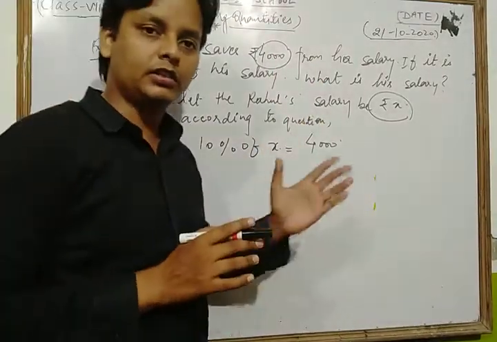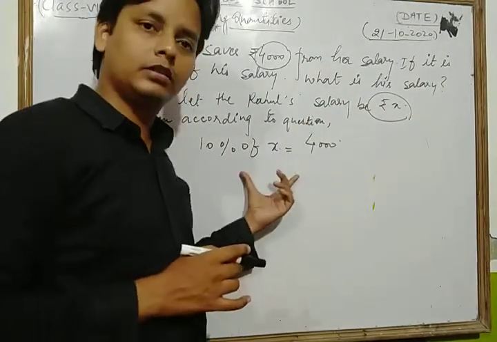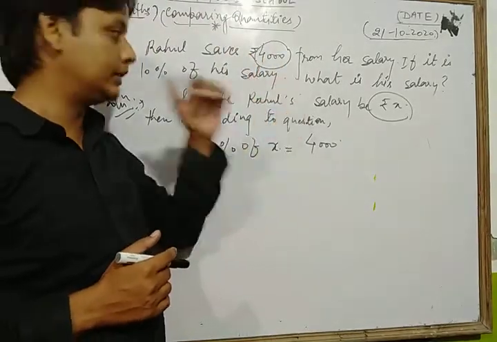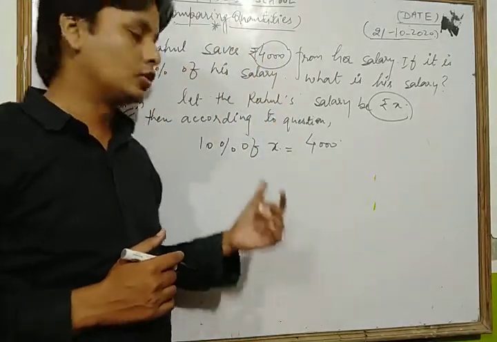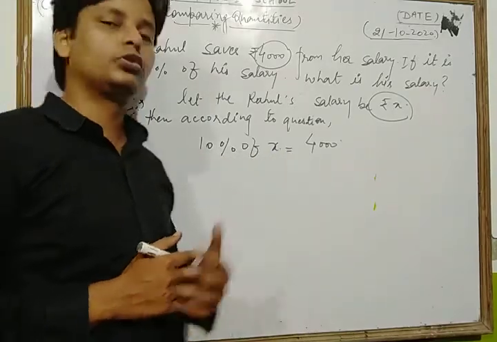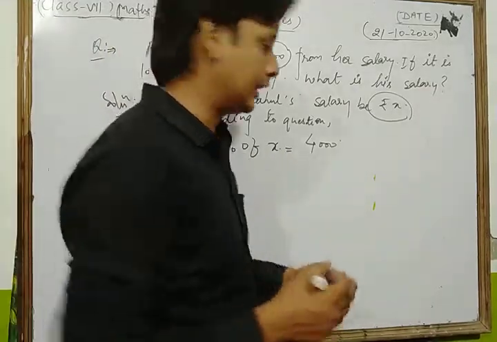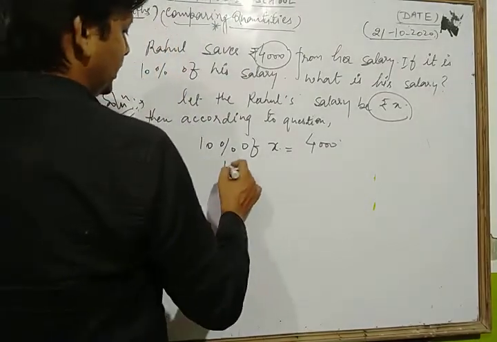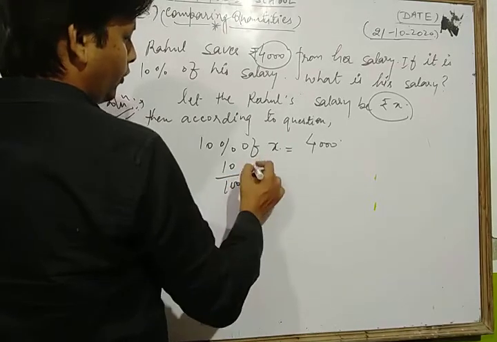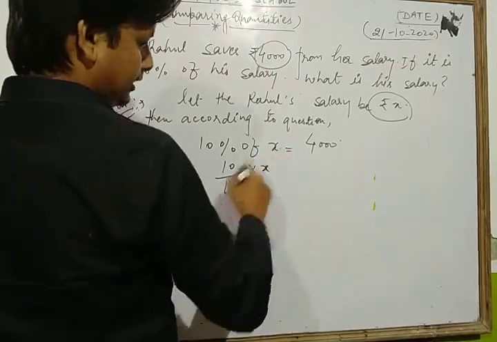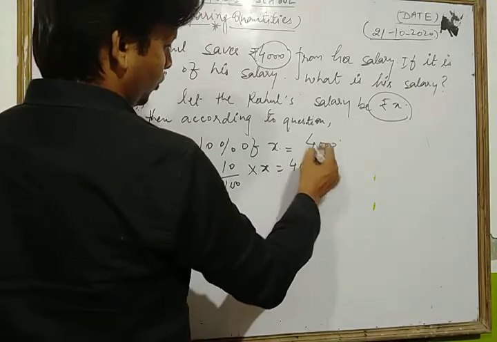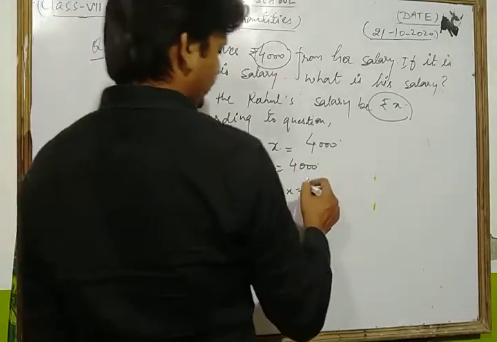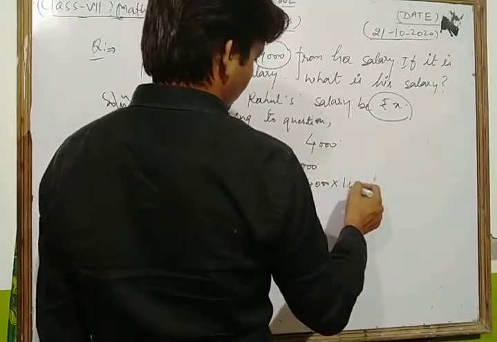This is the given relation, meaning that the savings which Rahul saved is 10% of his salary. So 10% of X is equal to 4000. Now look, we solve it. 10% means 10 upon 100. So we can write 10 into X is equal to 100 into 4000.